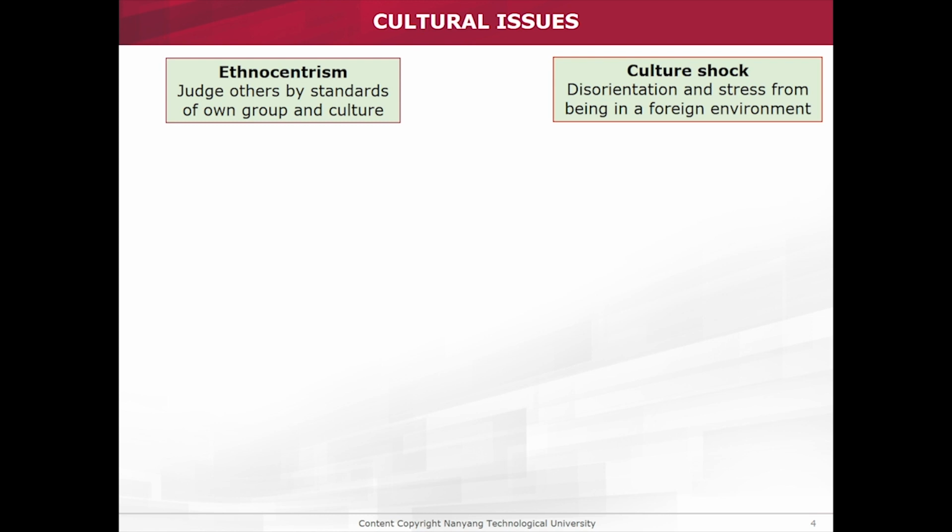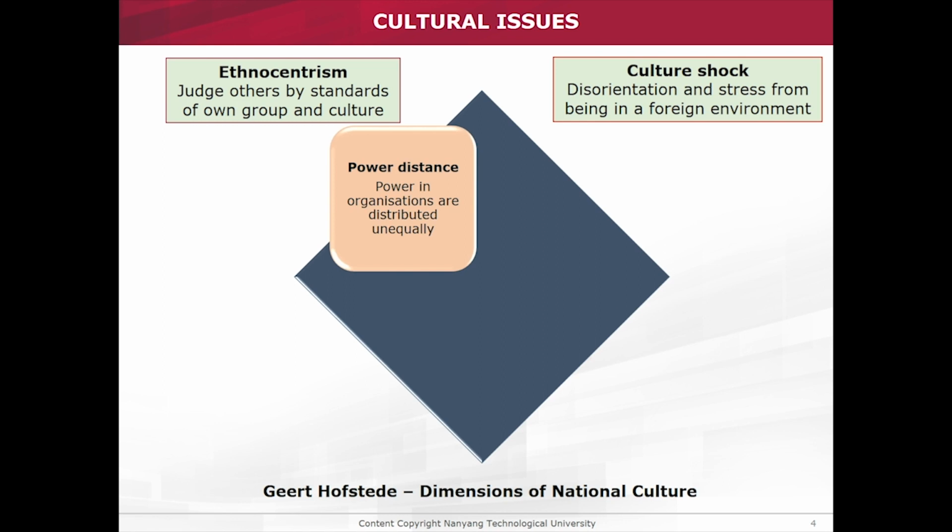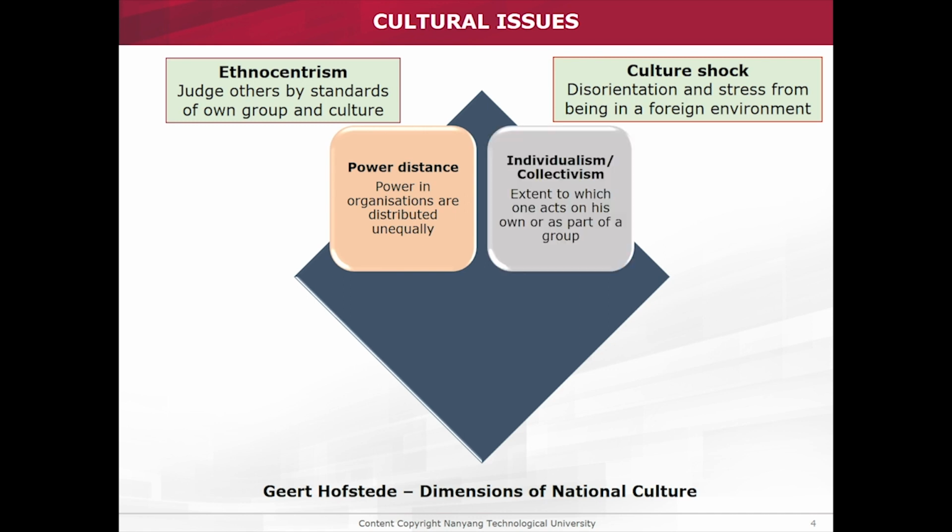Among the cross-cultural research done, Geert Hofstede has identified 4 dimensions of national culture to describe cultural differences. Power distance refers to the extent to which society accepts the unequal distribution of power in organizations. Individualism or collectivism is the extent to which people act on their own or as a group.